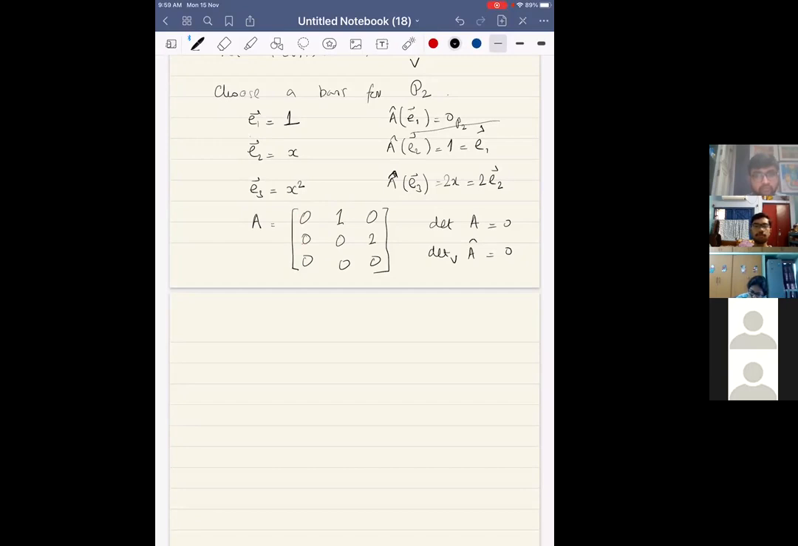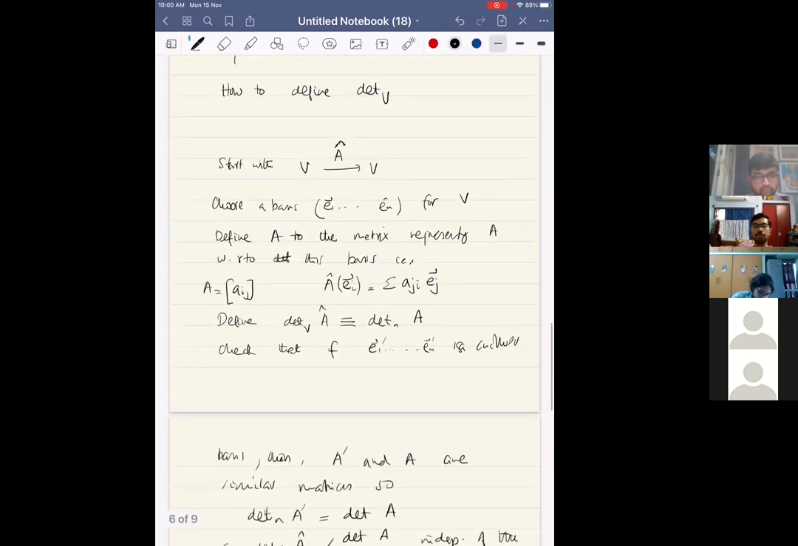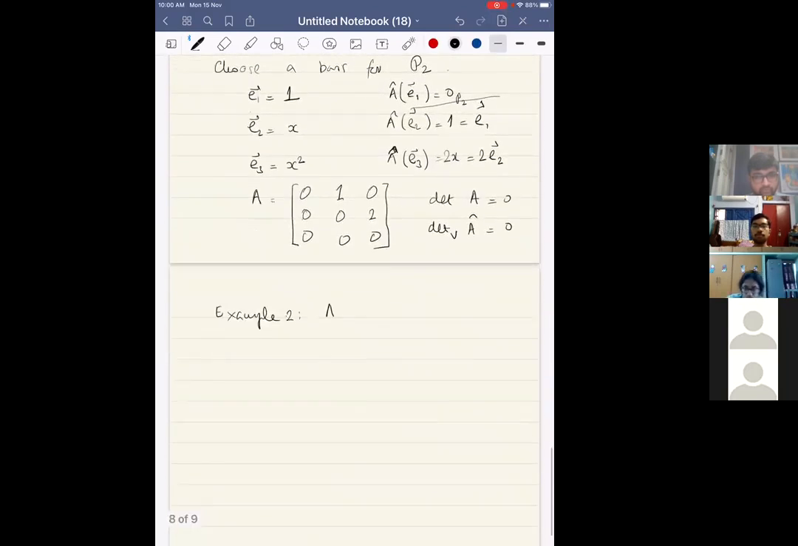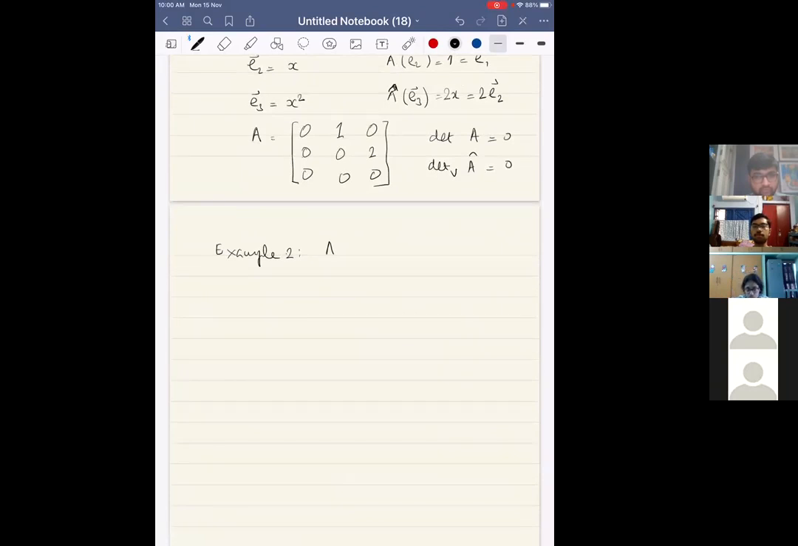Okay, so now let us take another linear map from P2 to P2. I shouldn't call it example prime because prime is already derivative. Example 2. So let me call this example 1. So we define A hat V to be the matrix A times the corresponding vector, the matrix V.